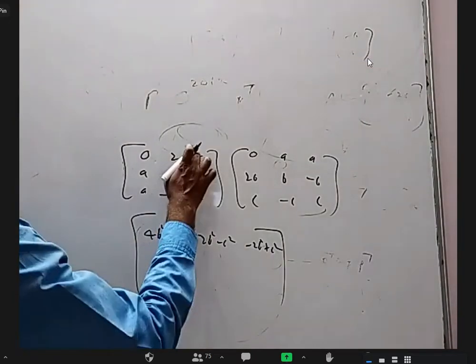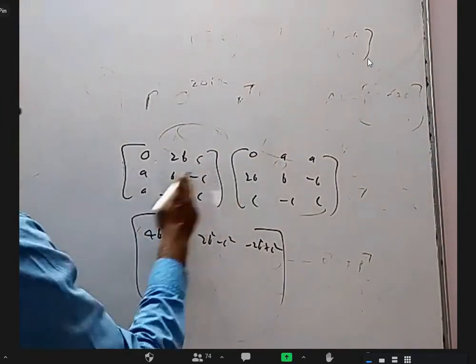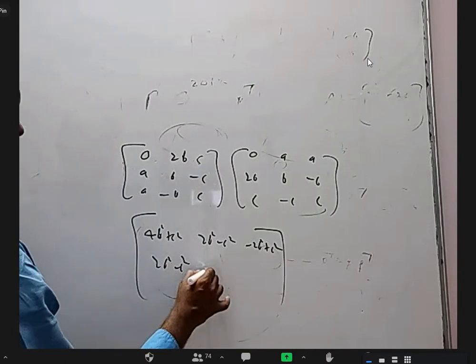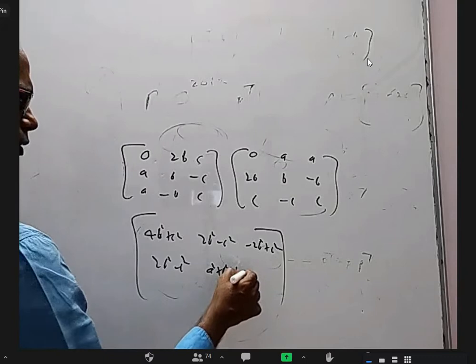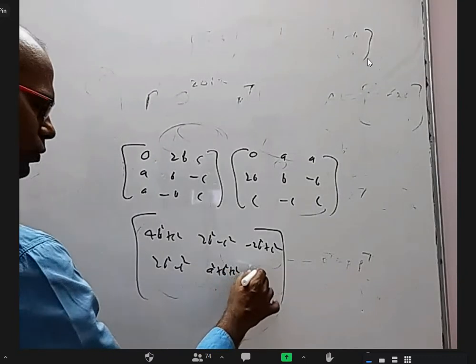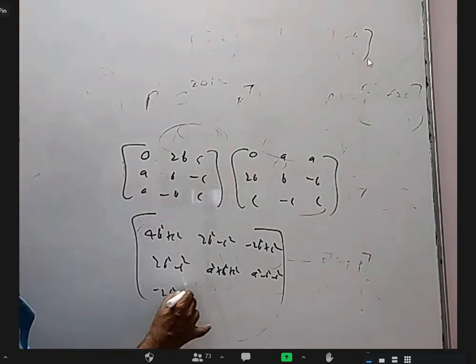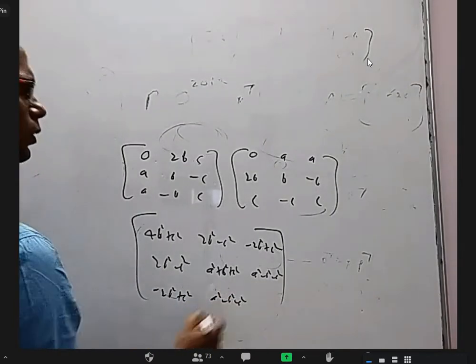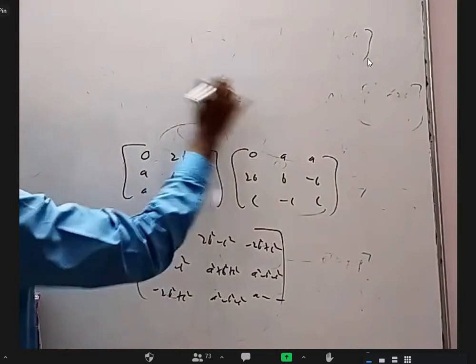Okay. And here 0, 2b square minus c square. This is a square plus b square plus c square. This is a square plus b square, a square minus b square minus c square. This is 0, minus 2b square plus c square. This is a square minus b square minus c square. This is a square plus b square plus c square. Okay, so I am getting different things.